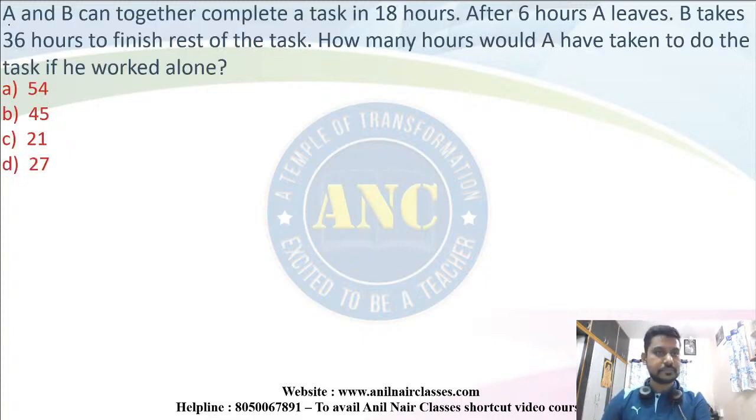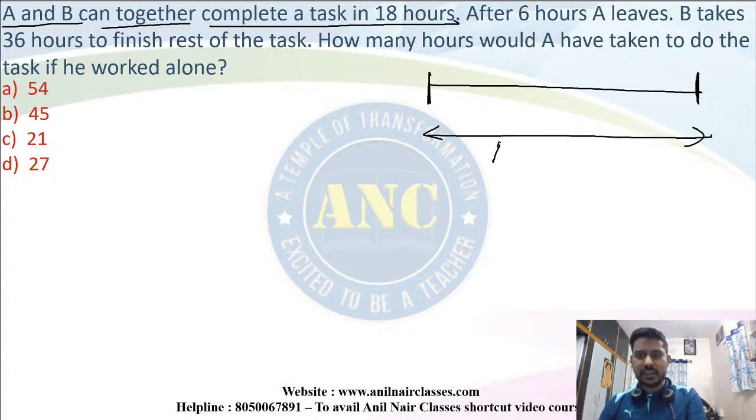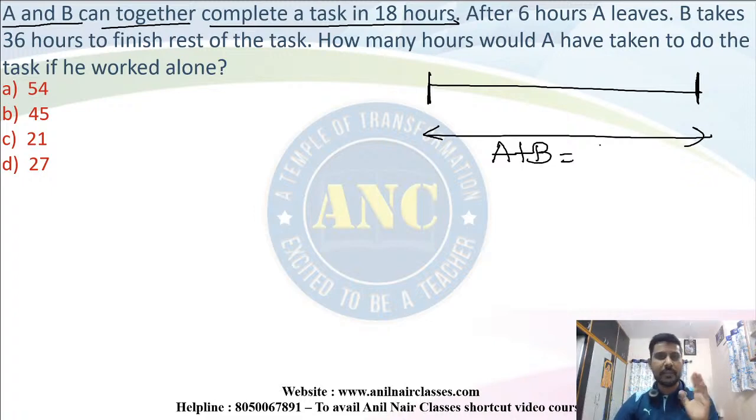Next question. A and B can together complete a task in 18 days. Now see here. They are starting the work here. They kept on doing the work. They will complete the work here. So if both A and B are working together, there is no separation between A and B, then they would have completed the task in 18 days ideally.